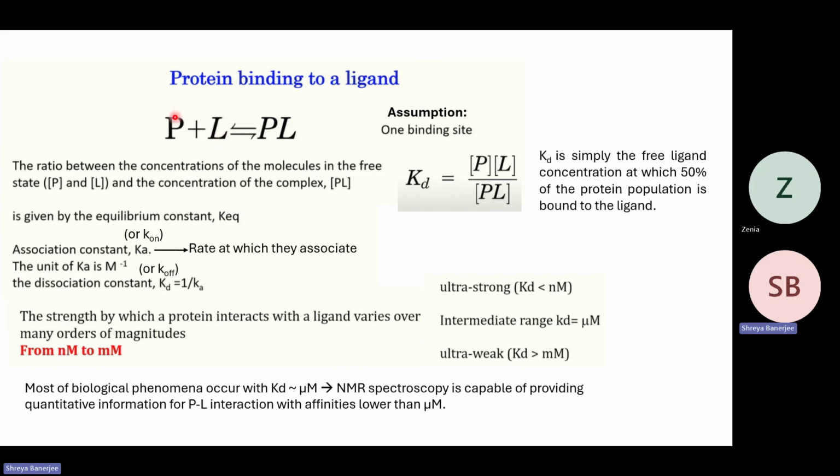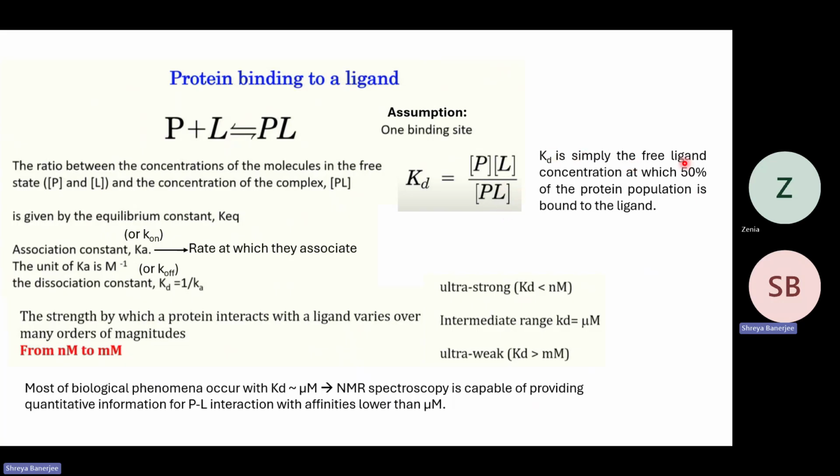So P is for the protein, L is for the ligand. It is reversibly binding to form the protein-ligand complex PL. One assumption we are taking is that there is a single binding site, that is the binding stoichiometry is 1:1. One molecule of protein binds with one ligand. The dissociation constant is defined as the concentration of the free protein times the concentration of the free ligand divided by the concentration of the protein-ligand complex.